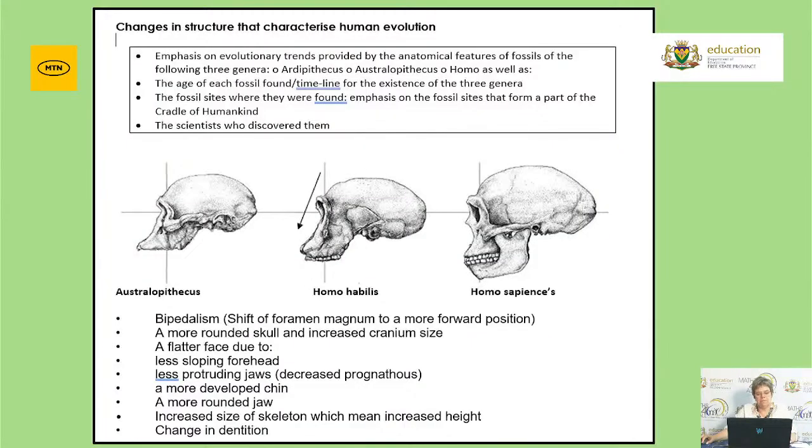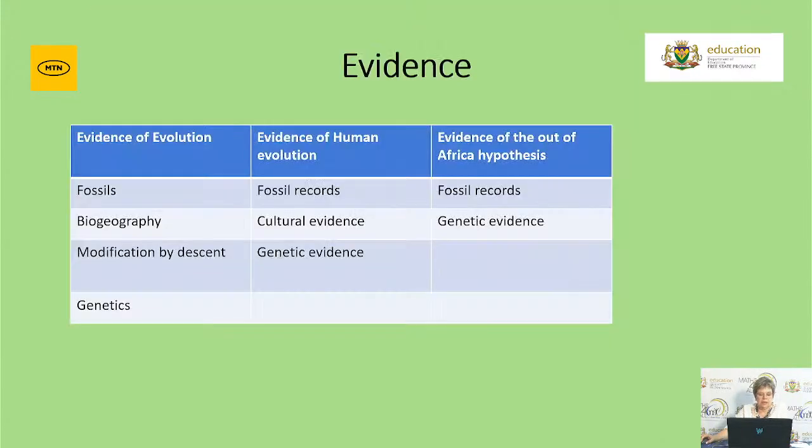Also, emphasize the line of changing. What is the line of changing? So from Australopithecus, Homo habilis, and Homo sapiens, how did the change occur? From the shift of the foramen magnum to a more forward position, less protruding jaws, and all those features that change the line. And then the last one that I want to emphasize, remember now, is the evidence of human evolution.